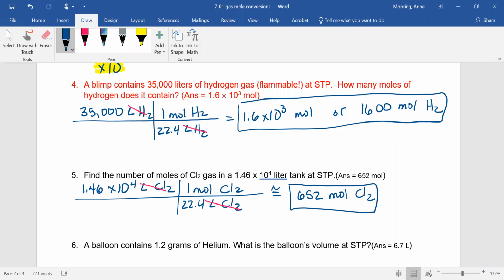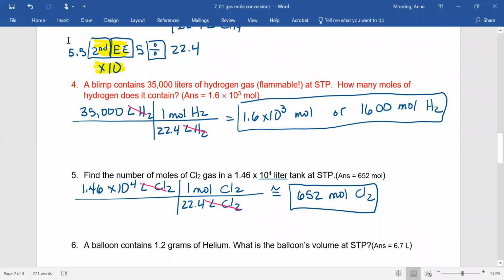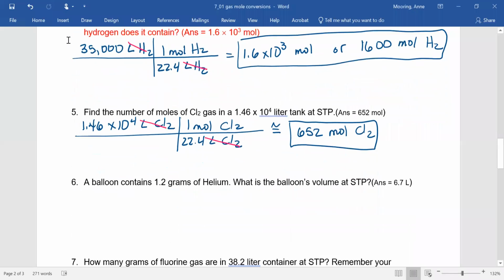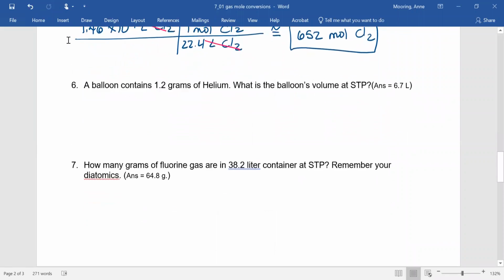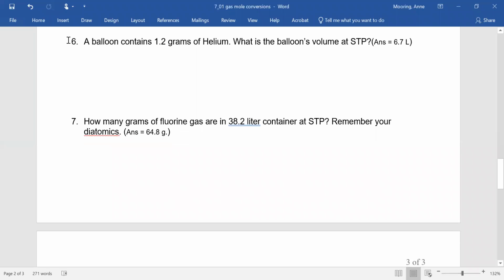The next 2 problems, we're going to ramp things up a little bit. What we're going to do is go between grams and volume. So a balloon contains 1.2 grams of helium. What is the balloon's volume at STP? So our given is 1.2 grams of helium. Our find is liters of helium.